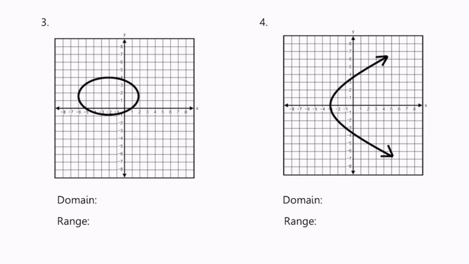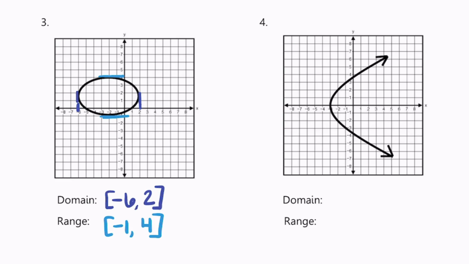Moving right along to number 3, we're going to look farthest to the left for the domain, and farthest to the right, okay? So the farthest to the left is -6, and the farthest to the right is +2, and they're both going to have brackets because it's a solid line. And for our range, the y value is -1 to +4, and they're both going to have a bracket because of the solid line.